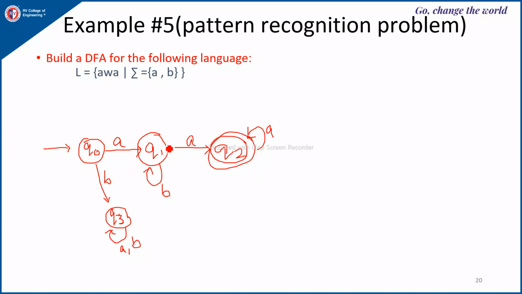Suppose the string is A, B, A, then on B from Q2, it has to go to the Q1 state, and if it is again B, it has not terminated by A, so it should not go to the final state. So it is still in the state Q1, which is a non-final state. If it finds A, you go to the final state, which indicates it has started with A and ended with A. So this is the construction for the required language.